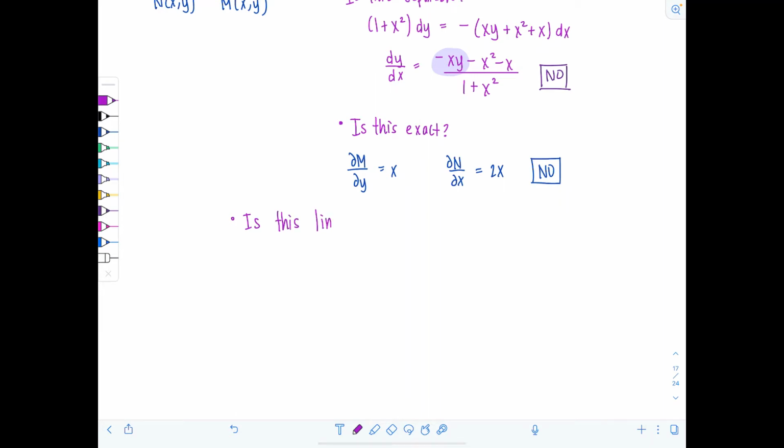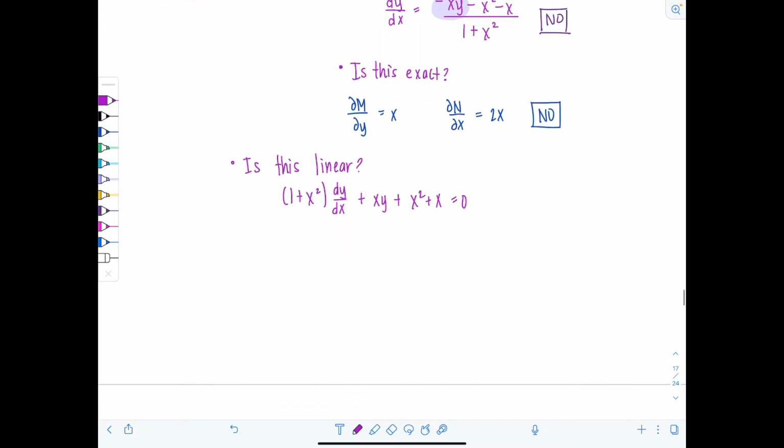Let me rewrite the original down here. So we've got 1 plus x squared dy dx plus xy plus x squared plus x equals 0. So can I rewrite it in the form that a linear differential equation should be in? So let's see here. We've got 1 plus x squared times dy dx plus xy, and then let me move over the terms that involve x only to the other side.